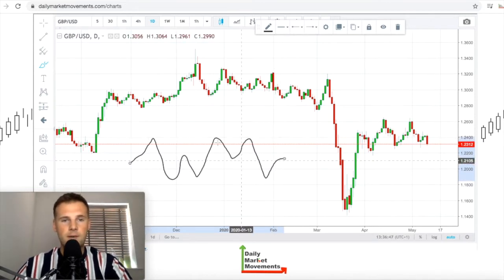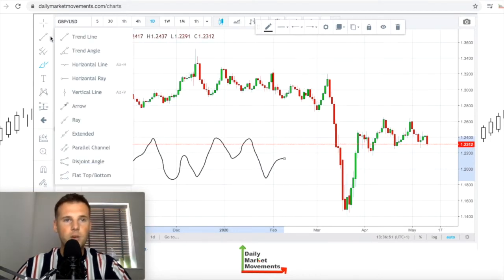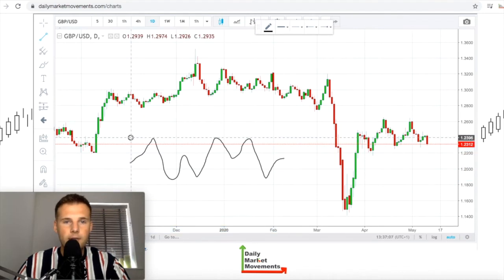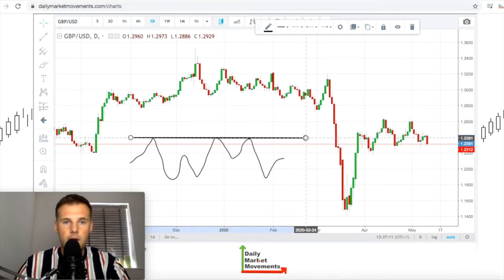So let's just say that this is the price movement of the past month of the British pound US dollar. So a trader like myself would then look at these levels, and we would try to identify the floor and the roof in this market, so the support and the resistance levels. So straight away I can identify that the resistance level of this market is as follows.